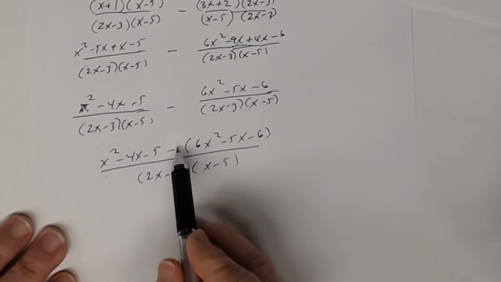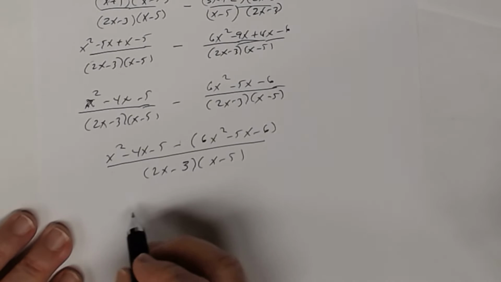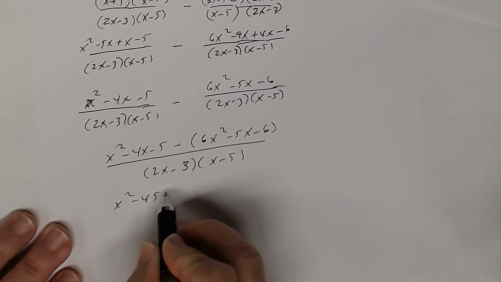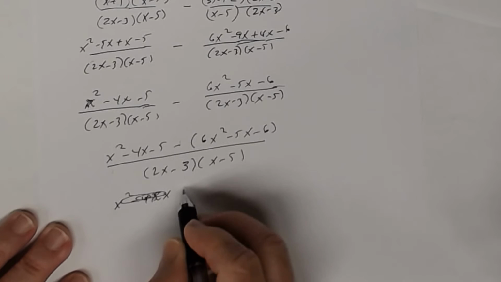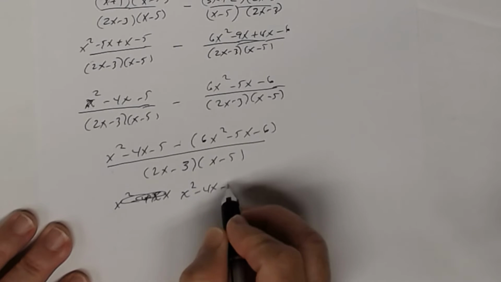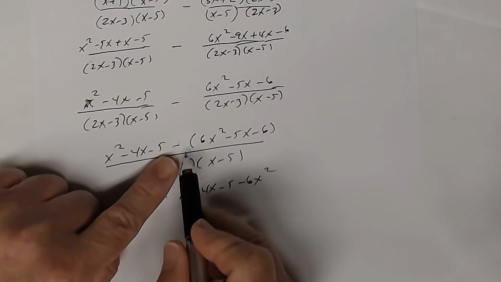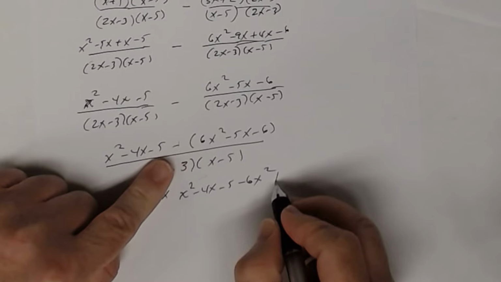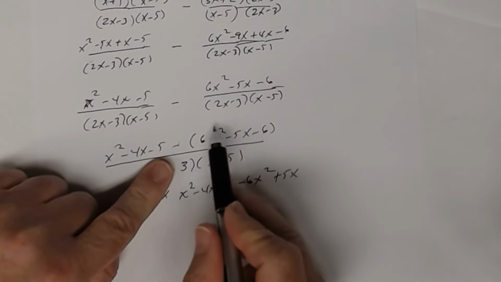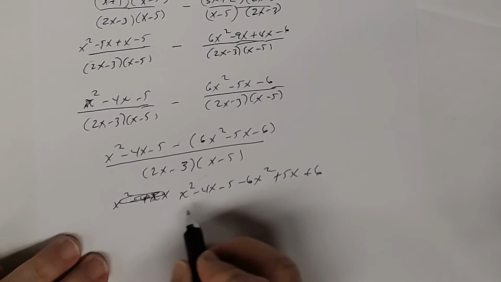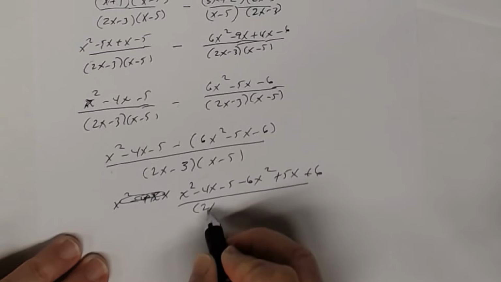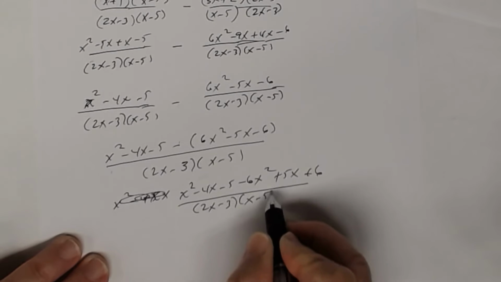And now getting rid of the parentheses by distributing the -1, or thinking about this as, remember, subtraction means the same thing as adding the opposite of each of those terms. So I get x squared minus 4x minus 5, and then the opposite of 6x squared is a negative 6x squared. The opposite of a negative 5x is a positive 5x, and the opposite of a negative 6 is a positive 6. All of that is being divided by 2x minus 3 times x minus 5.